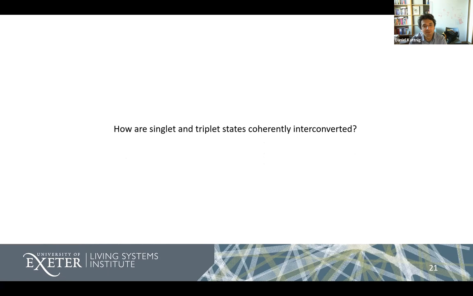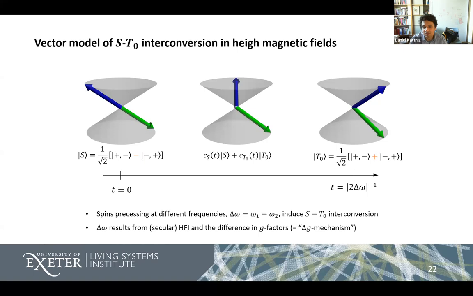Good. So how are these singlet and triplet states coherently interconverted? I think this is the main point of the radical pair mechanism. And the answer is relatively straightforward if we look at high magnetic fields, if we look at the scenario as it applies in the presence of a large applied magnetic field, which is shown here.